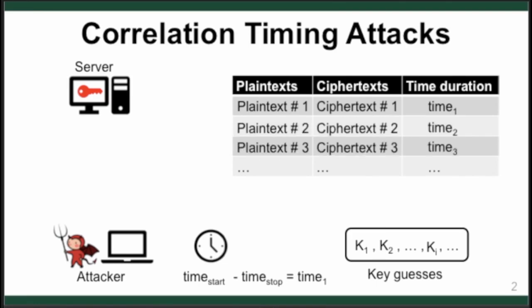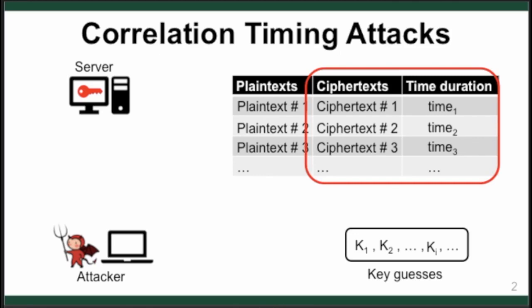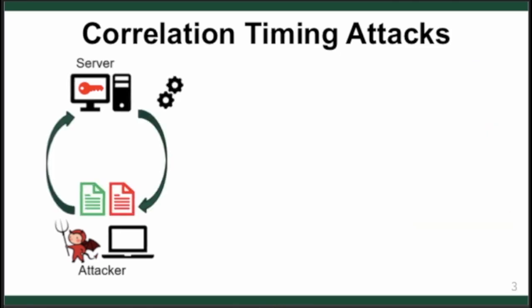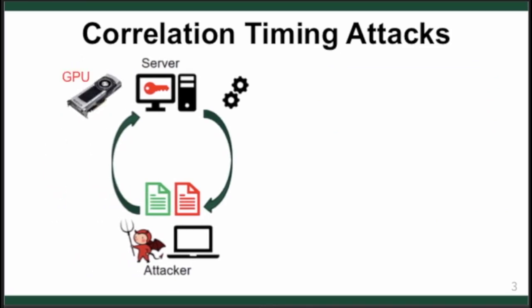To find the correct key, the attacker must record the ciphertext and the execution times over a large number of plain text. Using the ciphertext and the execution times, the attacker can then find the correct key value from the guessed key values. Recently, GPUs have been shown to accelerate the encryptions on the servers.